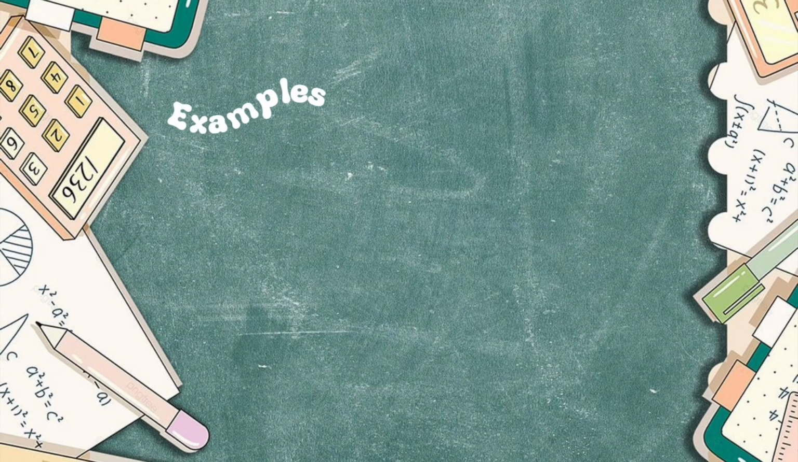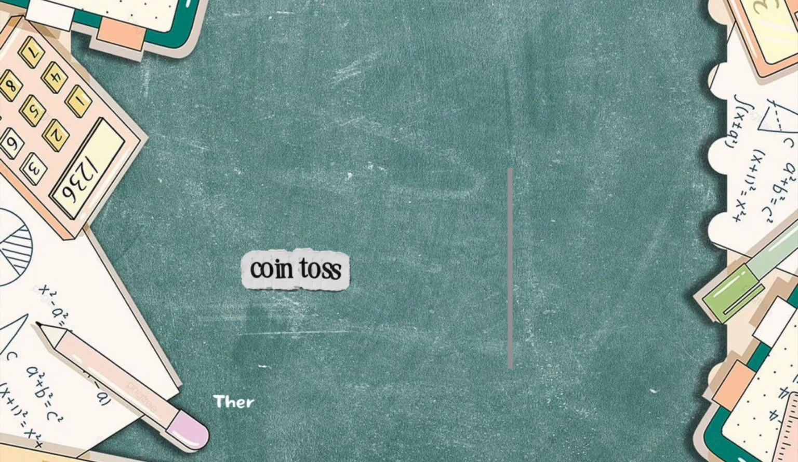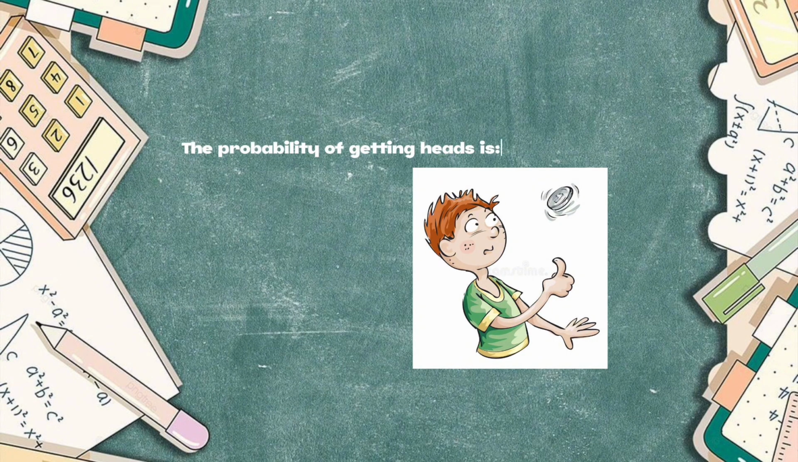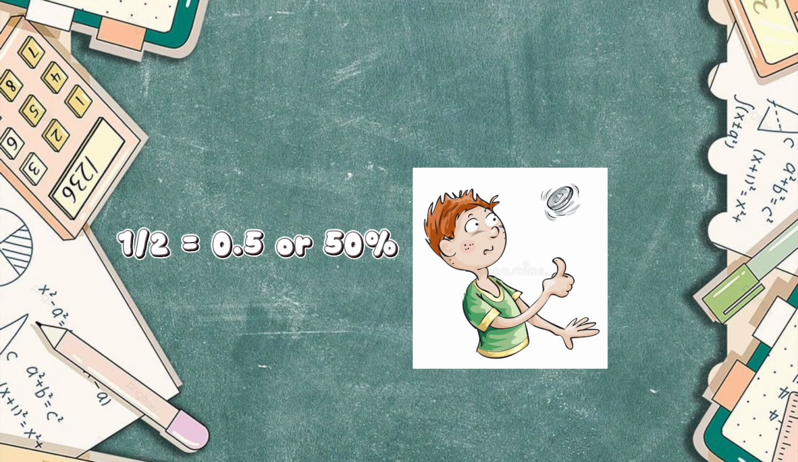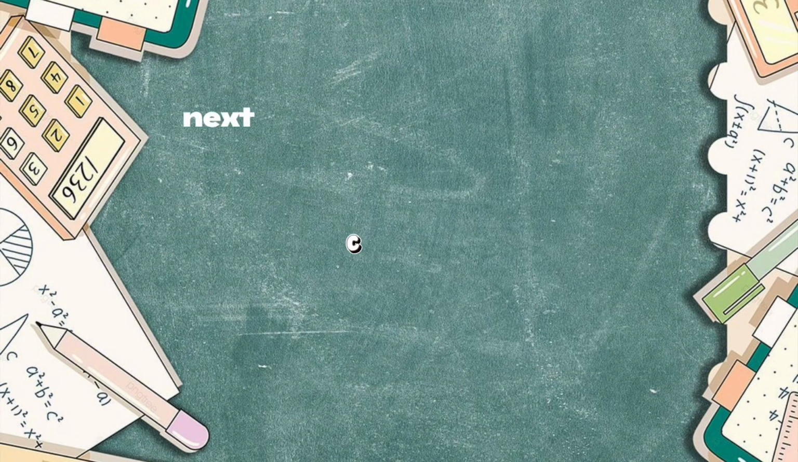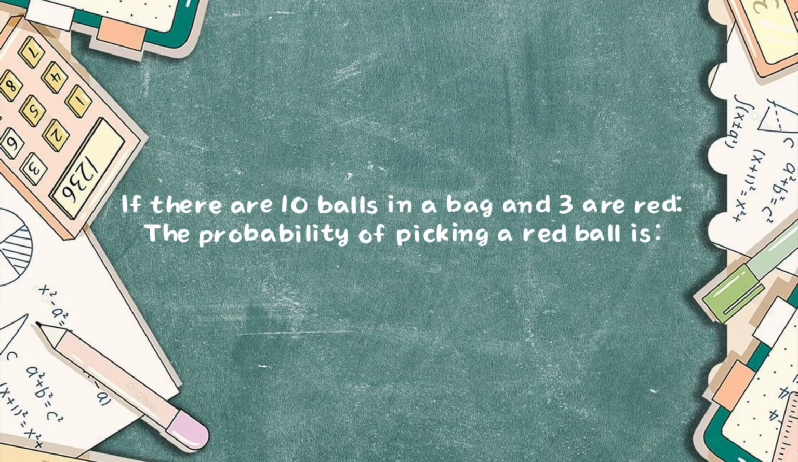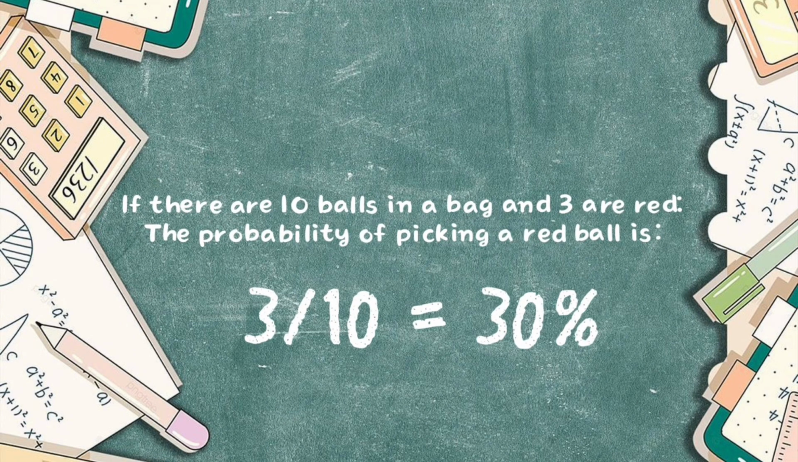First example, coin toss. There are two possible outcomes, heads or tails. The probability of getting heads is 1 half, equals 0.5 or 50%. Next, colored ball example. If there are 10 balls in a bag and 3 are red, the probability of picking a red ball is 3 over 10, or 30%.